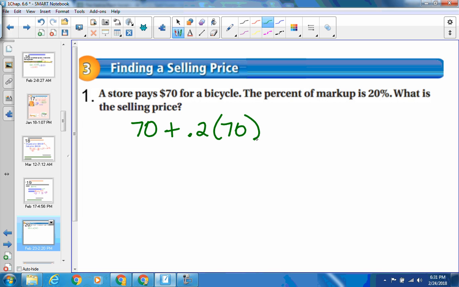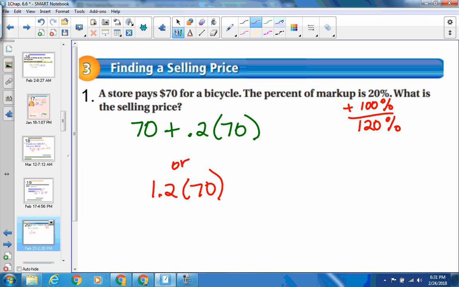Notice how we're adding it on because it's a markup. Our other method is to add up our percentages. If we're adding 20% on to 100%, we're really going to be ending up at 120%. So you can multiply 1.2 times 70, and you end up with selling it at $84.